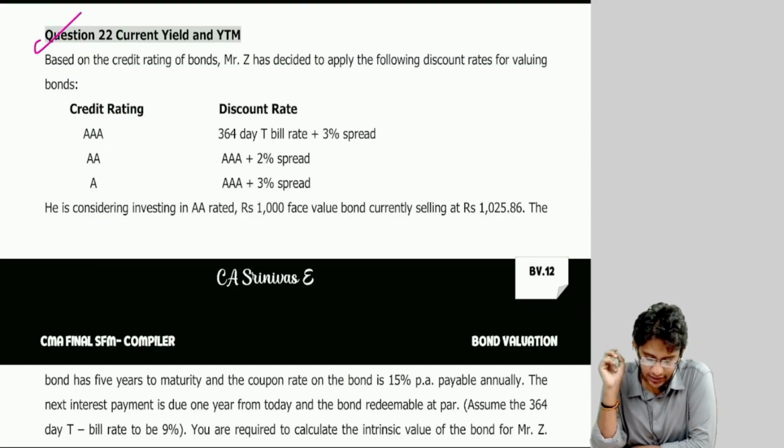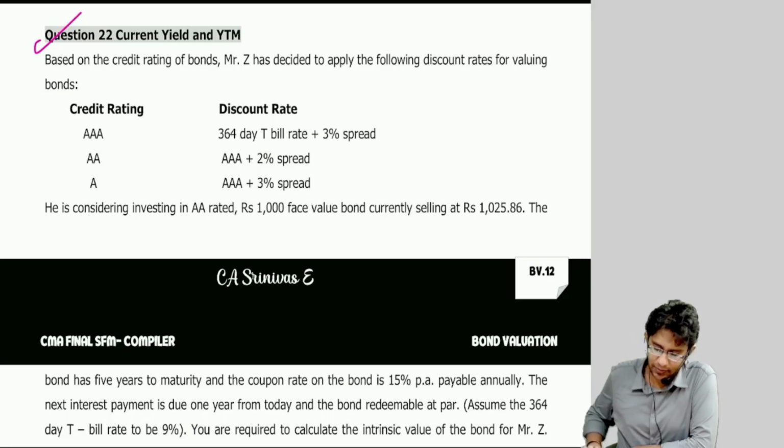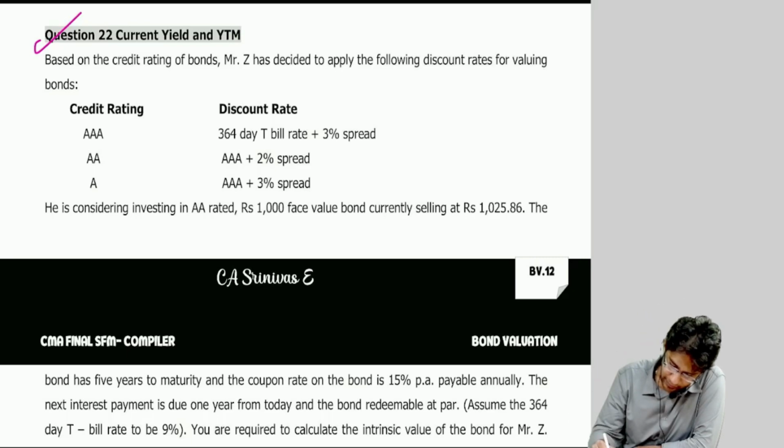Based on the credit rating of the bonds, Mr. Z has decided to apply the following discounting rates for valuing the bonds. If it is a AAA bond, a high quality bond, then the discounting rate he will expect is the 364 days treasury bill rate plus 3% spread. Spread means difference.